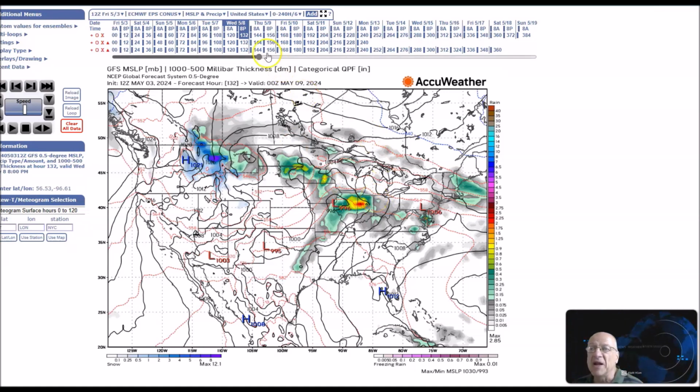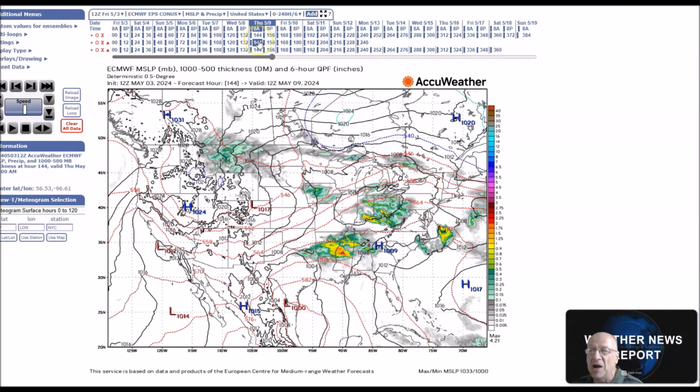Now, on the other hand, here's another region we're watching for heavy rainfall, as we will have a subtropical jet interacting with a frontal boundary.